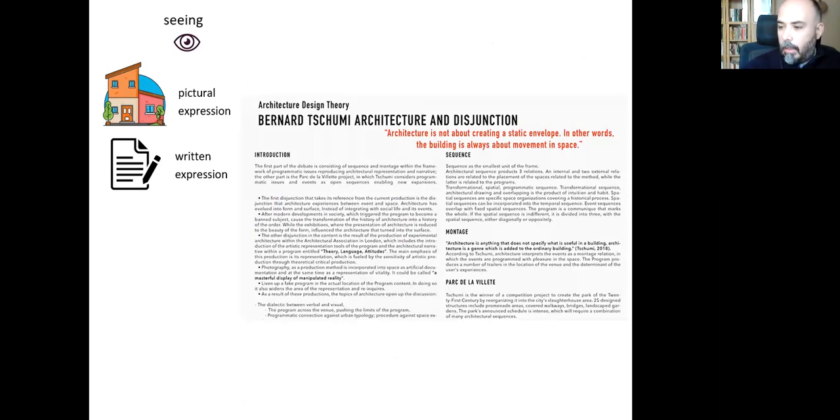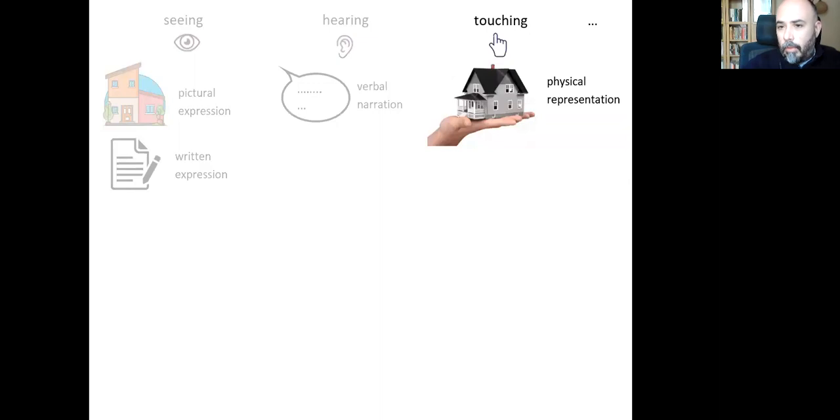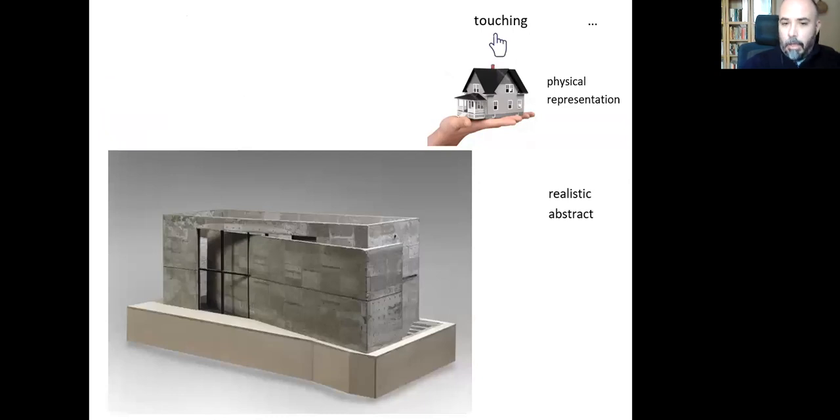This is what we see in novels, right? The authors of those novels describe the physical environment in this written format. So this is something that we can use as well. And for the physical representation, we can make realistic models or abstract models.